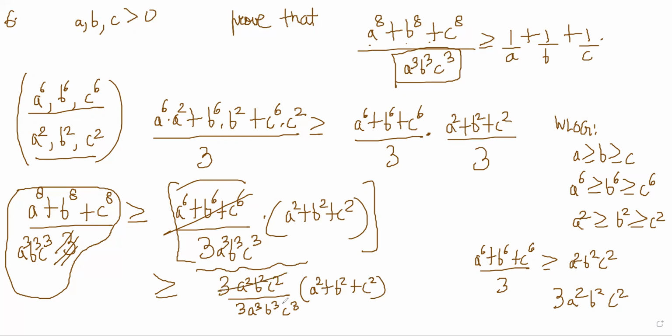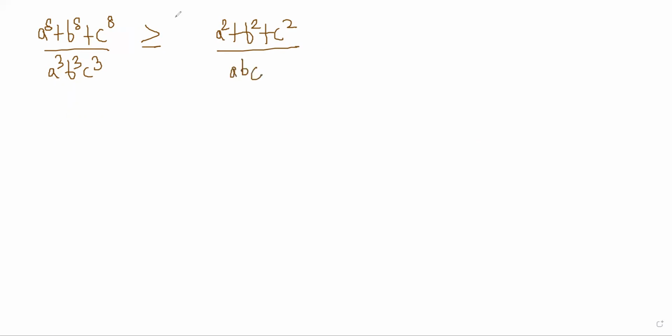Then I cancel the 3 and I get a by ABC, right? By ABC I'm getting. Now, how do we prove that this is greater than equal to this? So we can use our earlier result. We have the left-hand side A^6 plus B^6 plus C^6 by A cube, B cube, C cube. We are getting greater than equal to A square plus B square plus C square by ABC, right? 3 got cancelled. This is what we have right now.